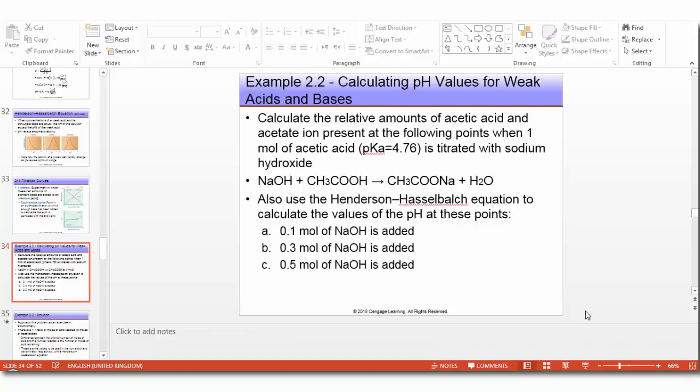Now since the concentrations of the acid and its conjugate base are equal, then pH equals pKa of the weak acid. Now we can titrate acetic acid by using 1 mole of the base NaOH. This is what we saw previously, but we can also titrate 1 mole of acetic acid with not 1 mole of the base, but rather 0.1 mole of the base, 0.3, 0.5. So here we want to use the Henderson-Hasselbalch equation to calculate the new values of pH at these points.